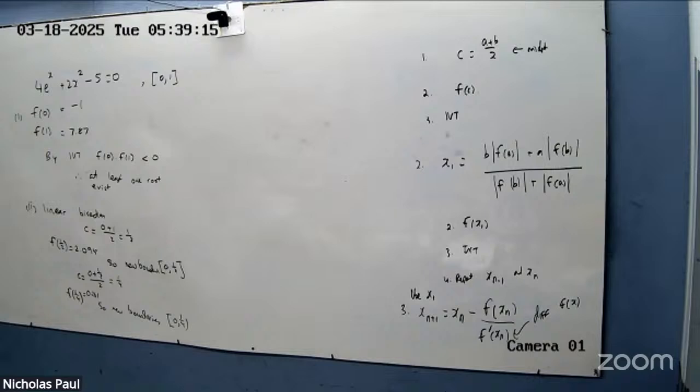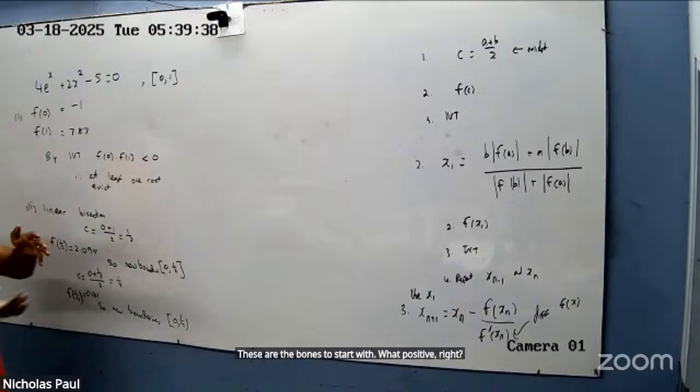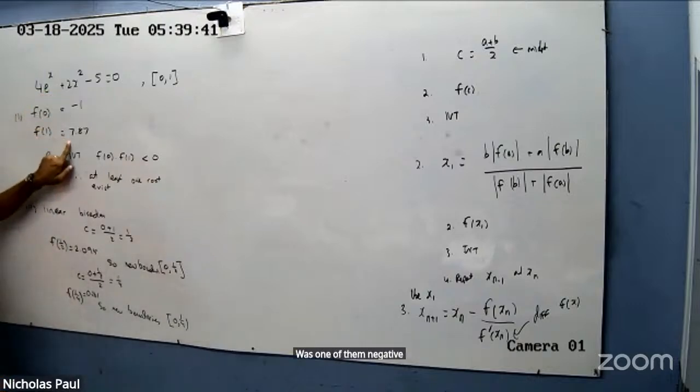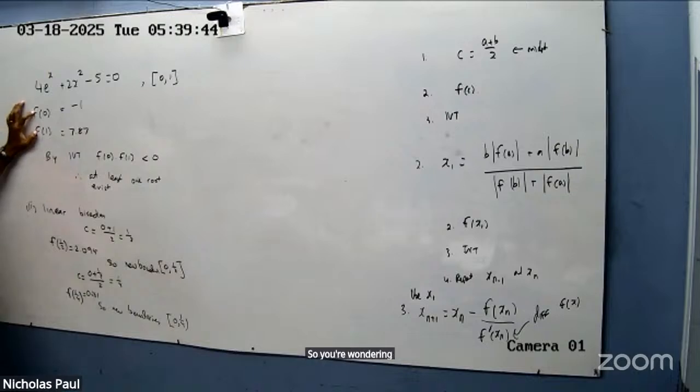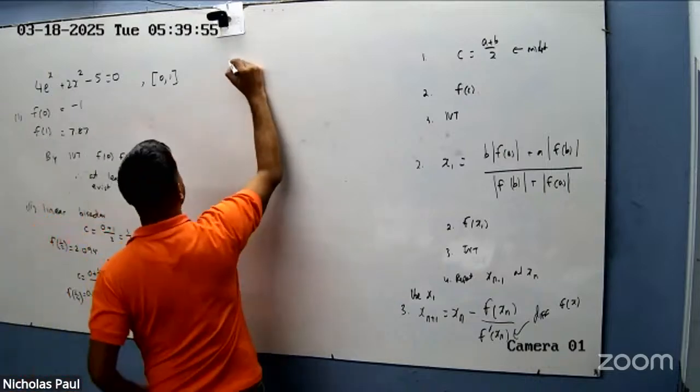Go ahead, do the next two iterations. No, the boundaries, the y values, f of whatever, have to be of different signs. Watch here. These are the boundaries we started with. Both were 0 and 1, but one of them is negative and one of them is positive. So you want the y values, the f values, to have different signs.